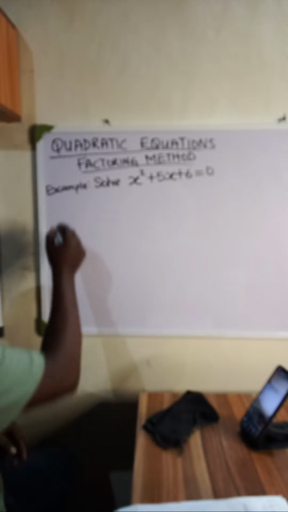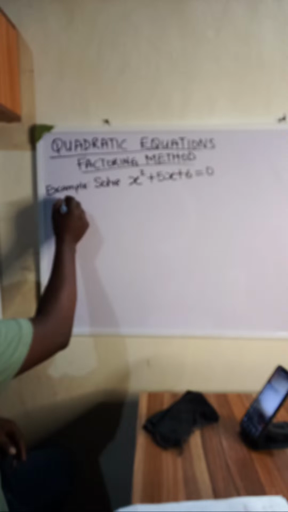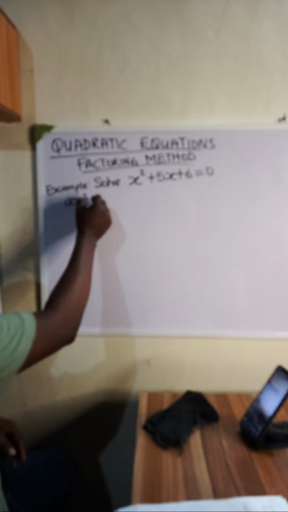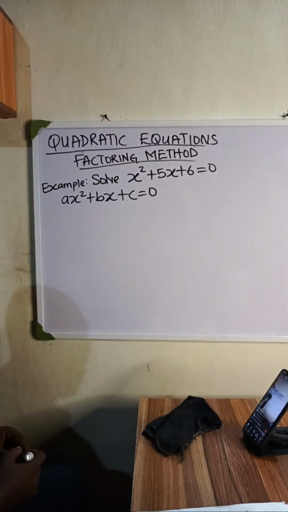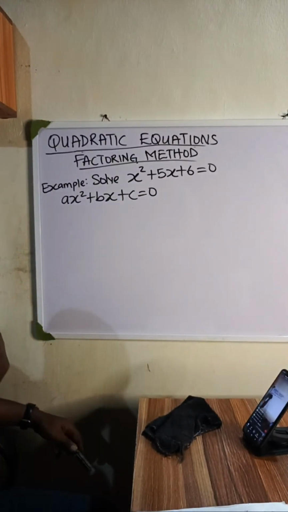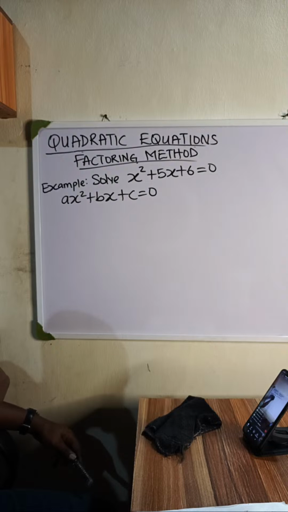So the first thing we need to do is write this in the basic form of a quadratic equation. We need to write it in the basic form of a quadratic equation, ax squared plus bx plus c is equal to 0. So we need to identify our a.